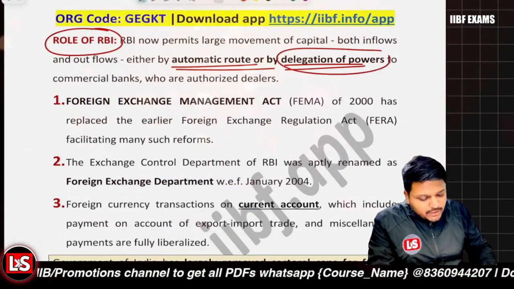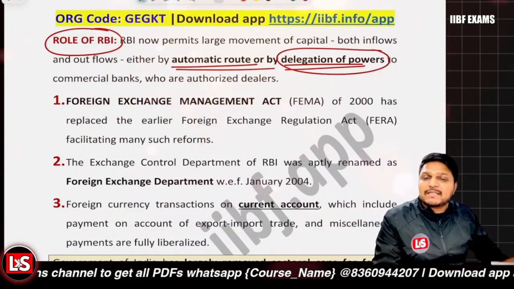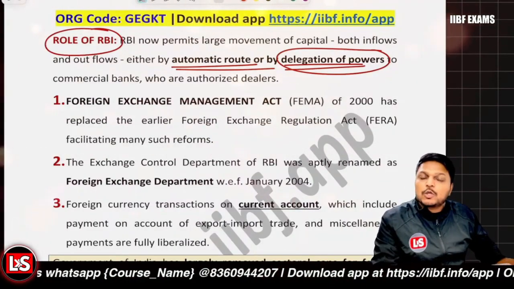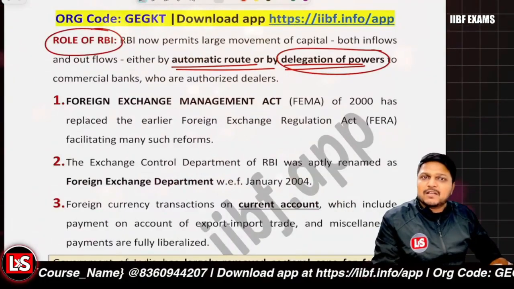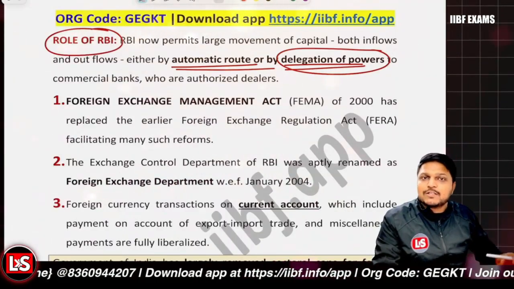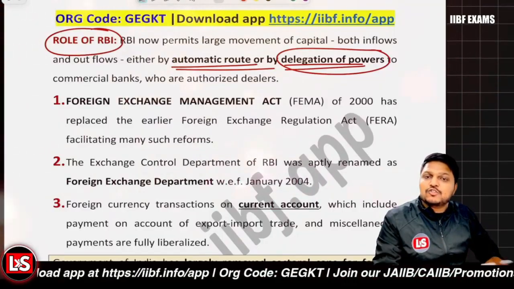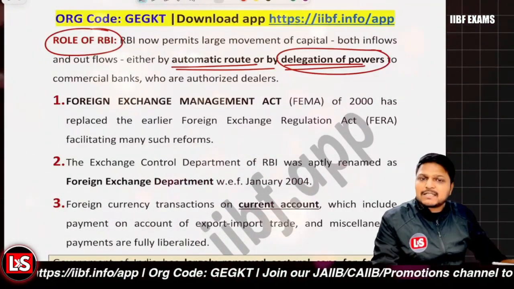Like power is given to an officer scale 1, that you can sanction a loan up to rupees 20 lakh, not above that. So the loan will be sanctioned up to rupees 20 lakh only by the officer scale 1. If a higher loan is to be sanctioned or disbursed, the permission from the upper scale is to be taken, right? So that's about it.